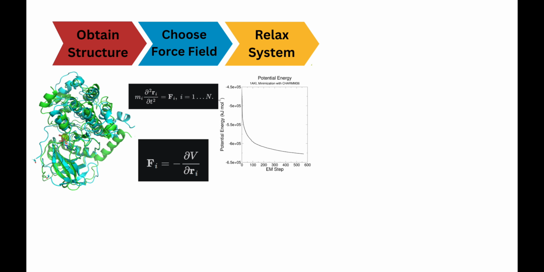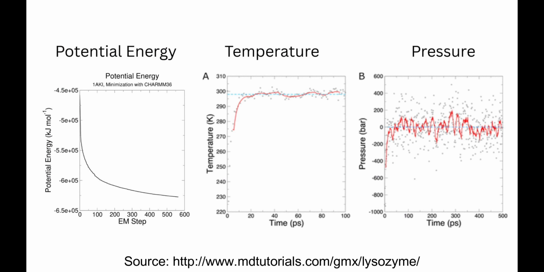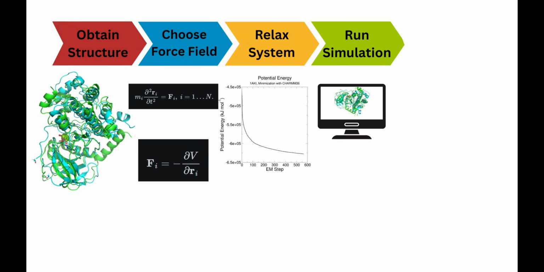We then let the system relax. This minimizes the potential energy and stabilizes pressure and temperature, which avoids crashing the system with unrealistic forces. That tends to, in very scientific terms, make things go boom. After things have settled, it's time to run the actual simulation. We run the simulation for long enough for meaningful results, usually a few hundred nanoseconds.